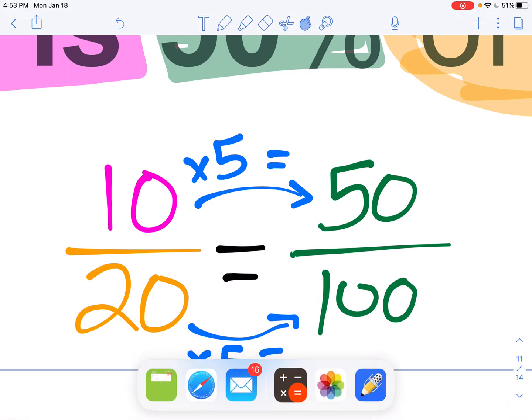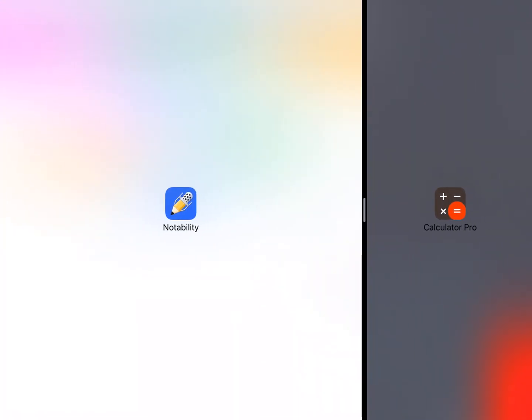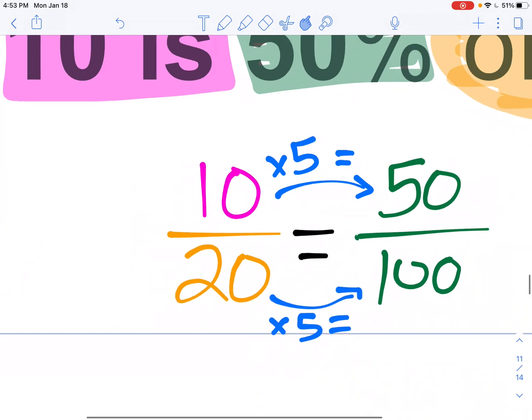Grab my calculator, bring it up, bring it over. All right, 20 times 5, and when I press equals, it should be 100. It is. So that means that this statement is true. Here's another way that I could think about it.